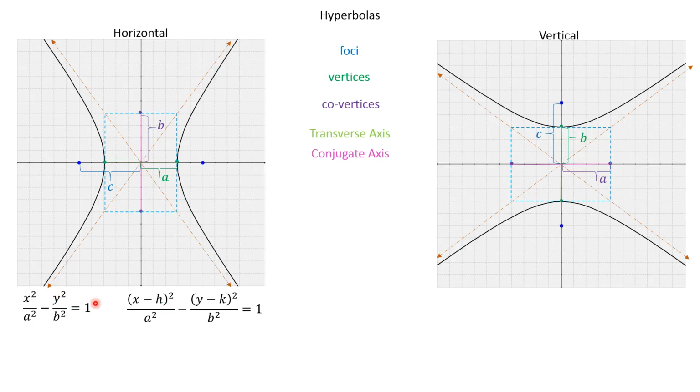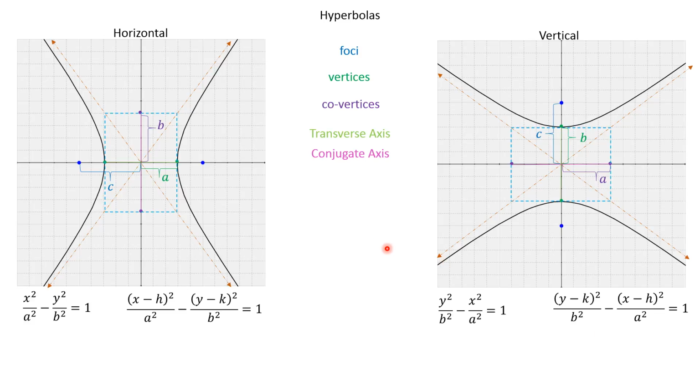So horizontal, it's x squared minus y squared. Vertical, it's y squared minus x squared. And so we have y squared over b squared minus x squared over a squared. This is still the vertical distance. This is still the horizontal distance. If we wanted to make the center not 0, 0, it's y minus k and x minus h, both of them squared.